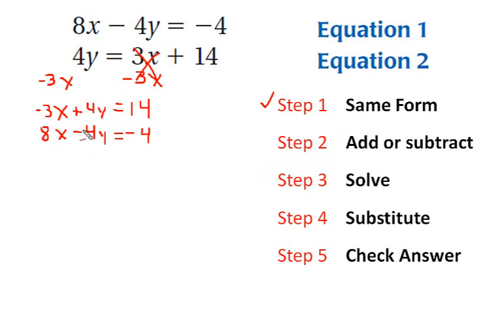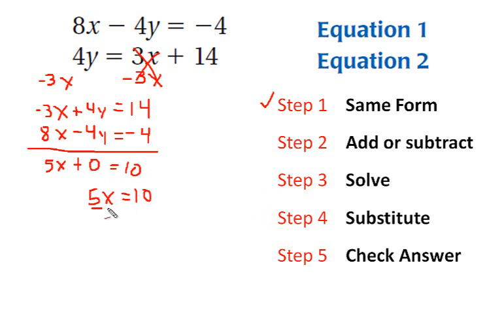Since these are already opposites, I can just go ahead and add these going down, because this term will get canceled out and give me 0 if I add 4y and -4y. So now if I add -3x and 8x, I'm going to get 5x. And like I said, this is going to give me 0 for the y terms. And now -14 plus 4 is going to give me 10. Alright, so what I'm left with is 5x equals 10.